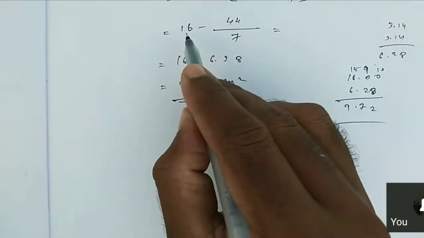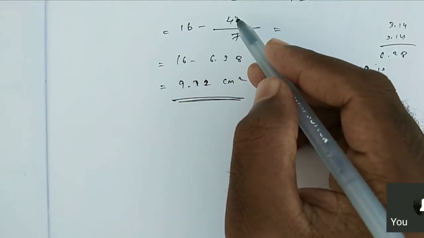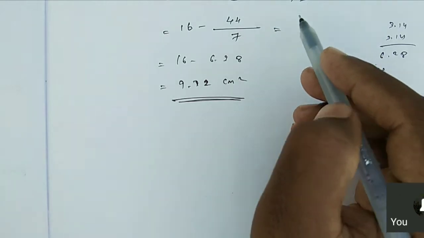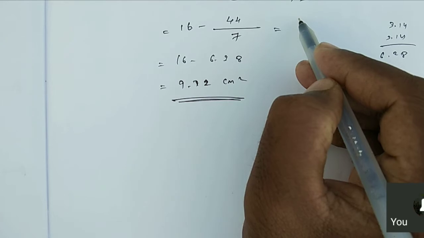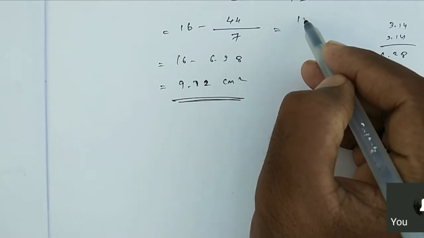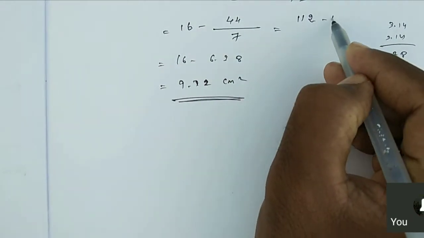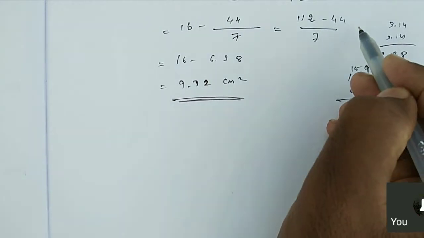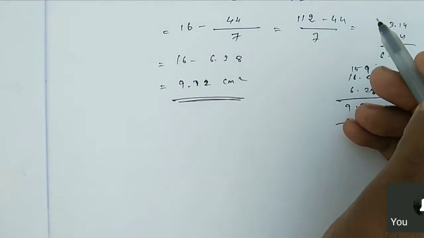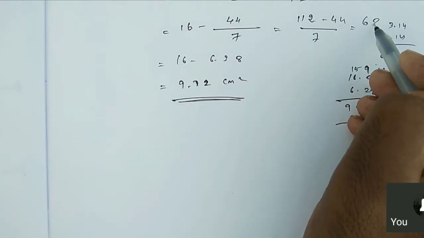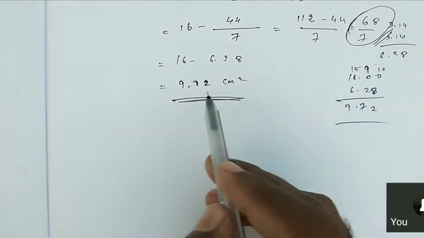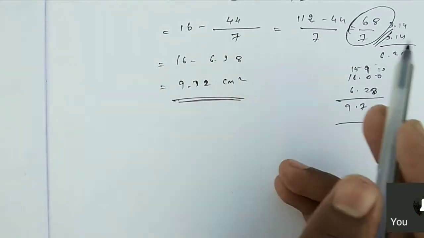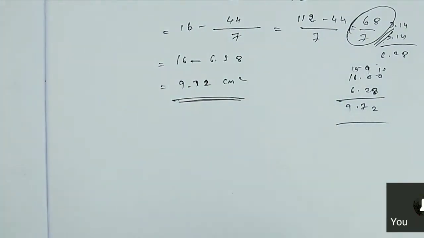Otherwise, when you are taking the LCM, it becomes 112 by 7, right? We should multiply. 7 twos are 14, 16 twos are 32, so 112 minus 44 by 7. So what is it? 68 by 7, right? Clear? So in fraction form, it is 68 by 7. In decimal form, 9.72. You can use any one. Clear? Any doubt?